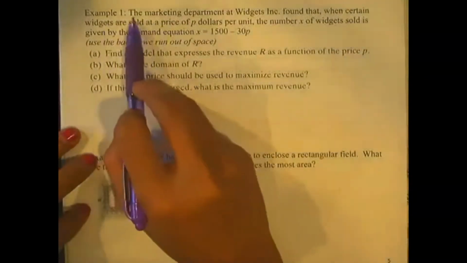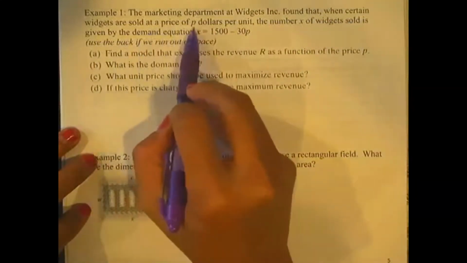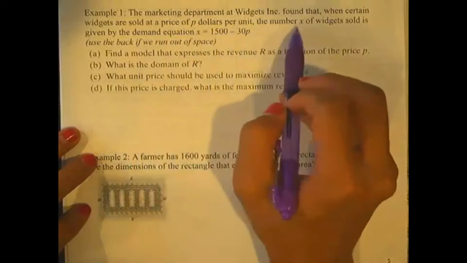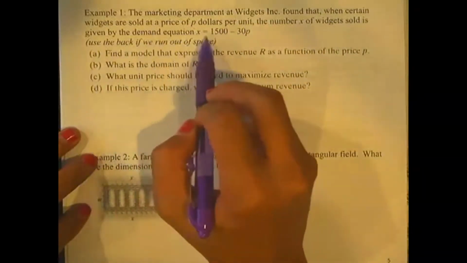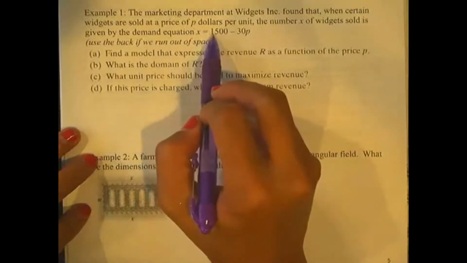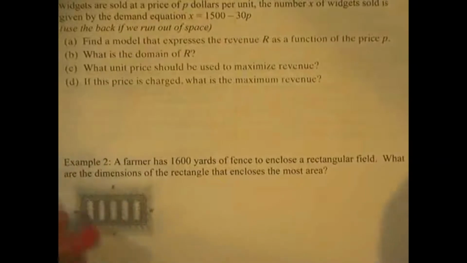So example 1: the marketing department at Widgets Inc. found that when certain widgets are sold at a price p dollars per unit, the number x of widgets sold is given by the demand equation x equals 1500 minus 30p. Let me zoom in a little bit. So this is their demand equation.